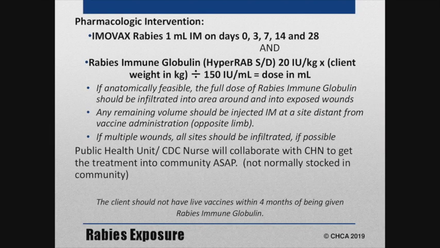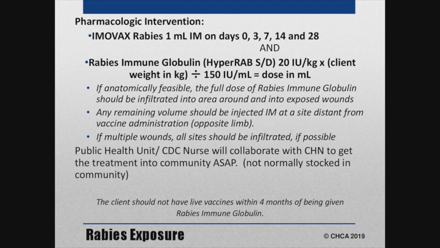This is the pharmacological intervention, so using the Imovax, which is a vaccine that's provided on 0, 3, 7, 14, and 28 days, as well as the immunoglobulin, which is provided around the bites and into the area that has been traumatized, as well as into the muscle. If anatomically feasible, a full dose of rabies immunoglobulin should be infiltrated into the area around the exposed wounds. Any remaining volume should be injected into the IM site.